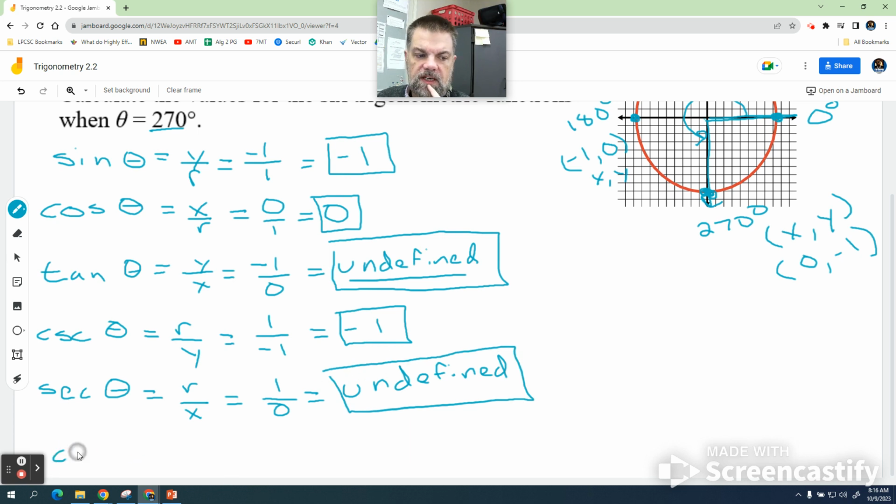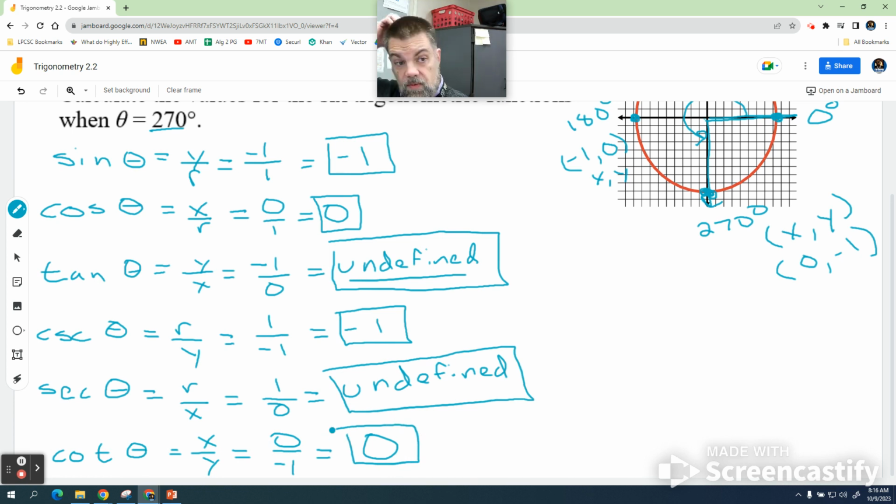And then cotangent of theta would be x over y, which would be 0 over -1, which would be 0. So now that we have an actual measure, I can literally find the measure. So hold on 1 second here.